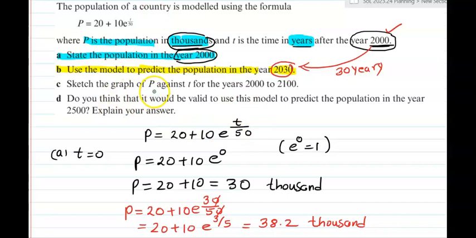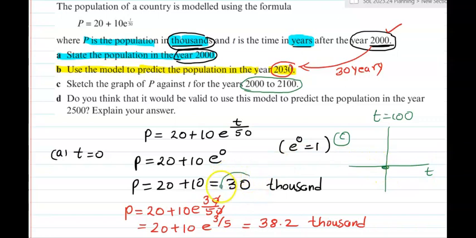Sketch the graph of P against t for the years 2000 to 2100. Stephen, how many years are there from 2000 to 2100? 100. So t will be 100 years. Okay, so part C. When t was 0, the graph was passing through 30. Can you see here? When t is 0, it is passing through 30. So definitely this graph passes through 30.